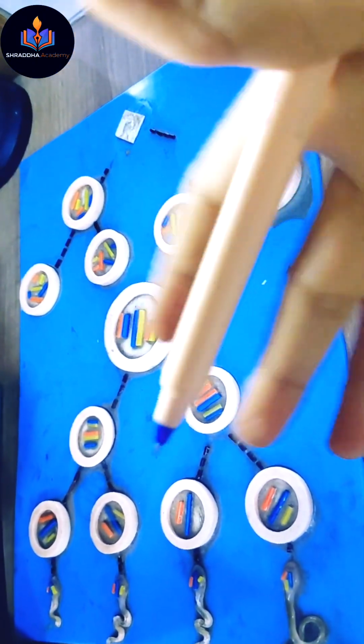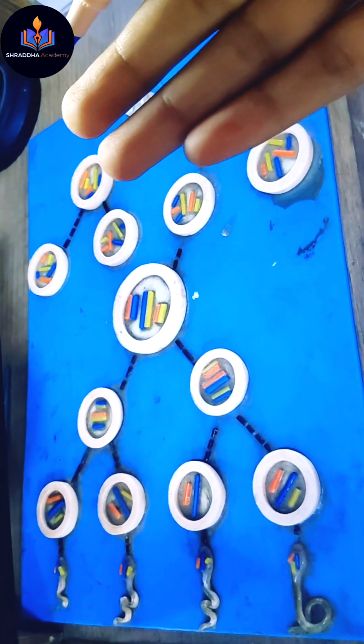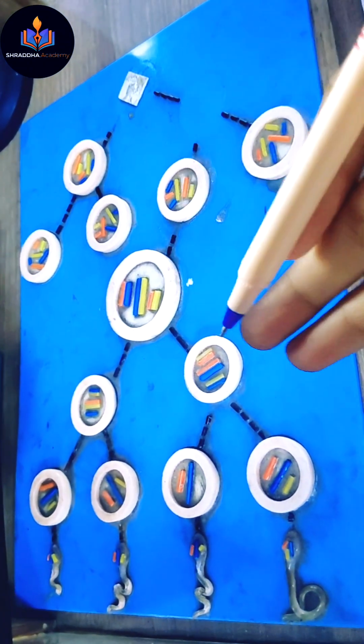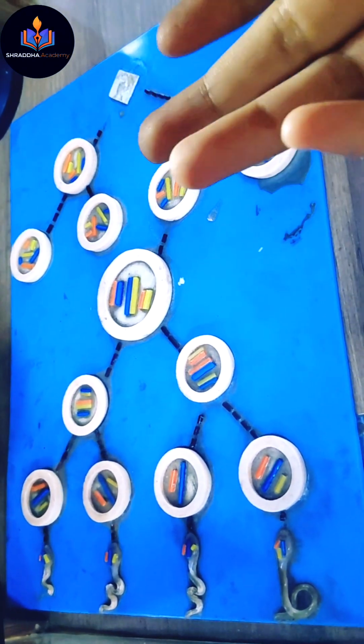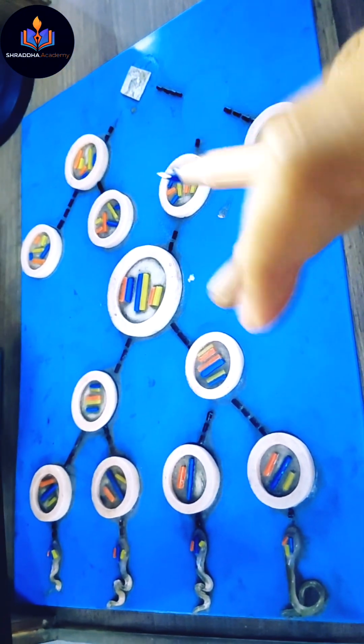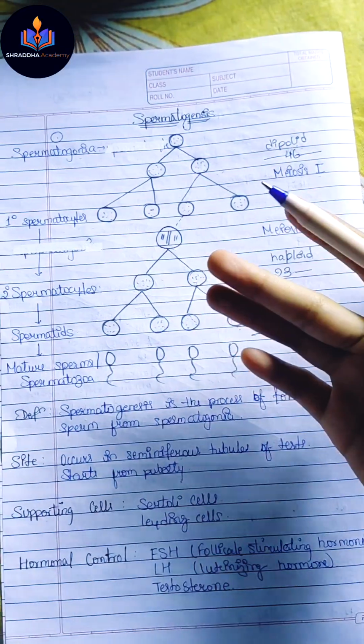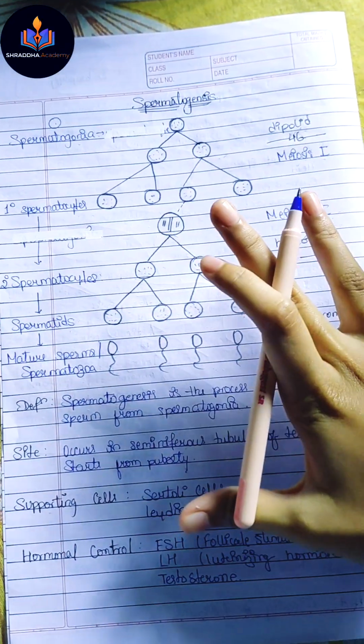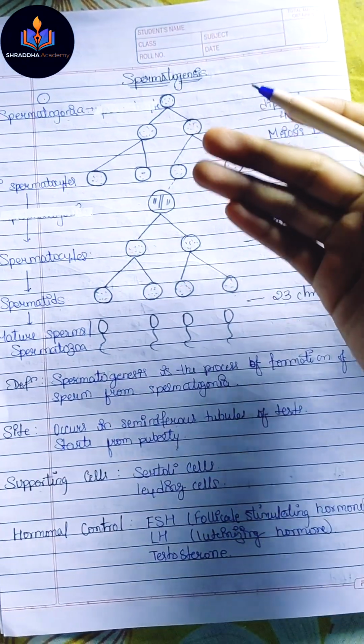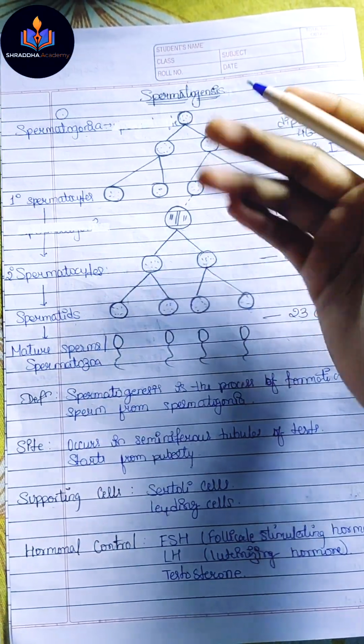So in this video we are going to learn about spermatogenesis, where you can see the clear embryological model which will be asked in the practical examinations of anatomy. So let us first see the diagrammatic surface of the spermatogenesis. As you can see, this is the diagram showing the layers or parts of spermatogenesis.